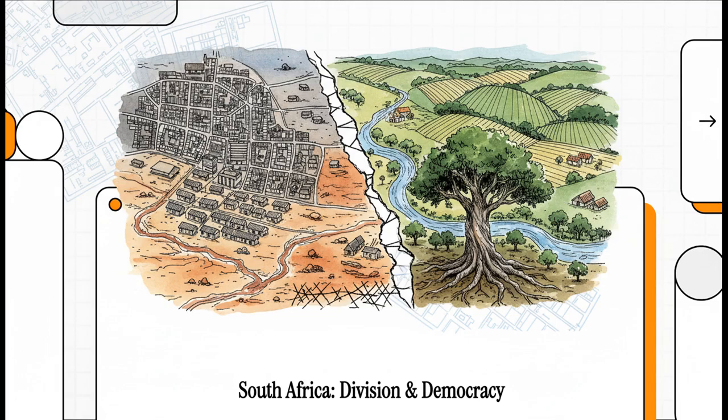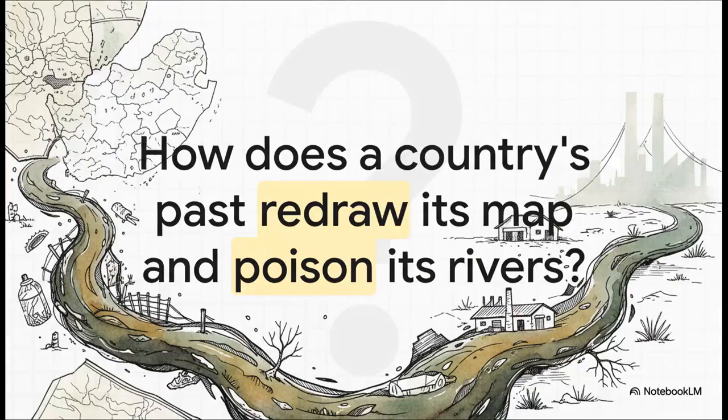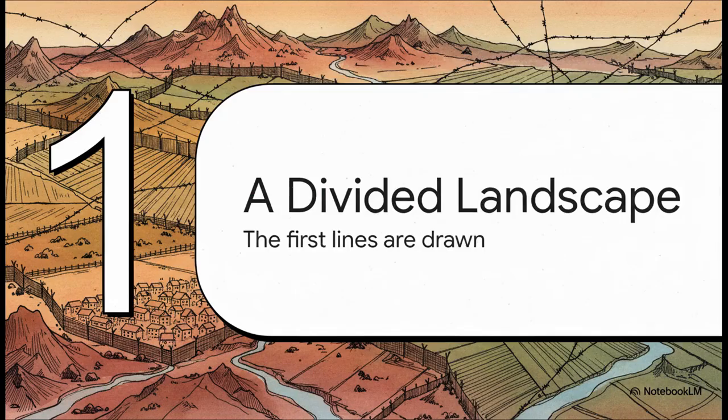physically shaped the environment. And that brings us to the big question we're tackling in this explainer. How does a country's past actually redraw its map and poison its rivers? We're going to trace the lines connecting political decisions made over a century ago to the very real environmental problems people are facing today. All right, let's get into it.